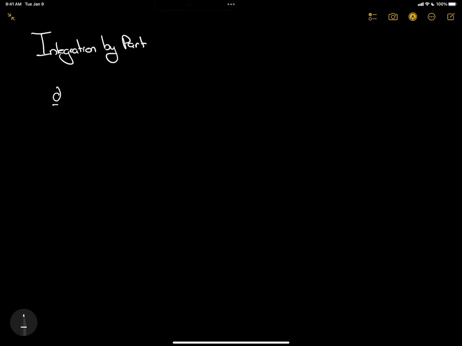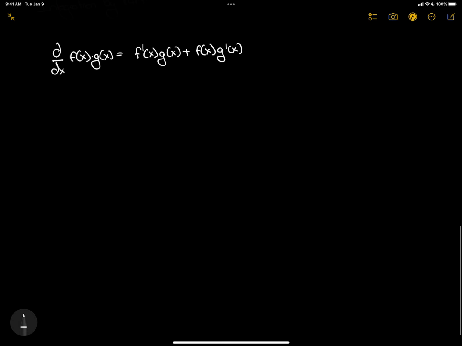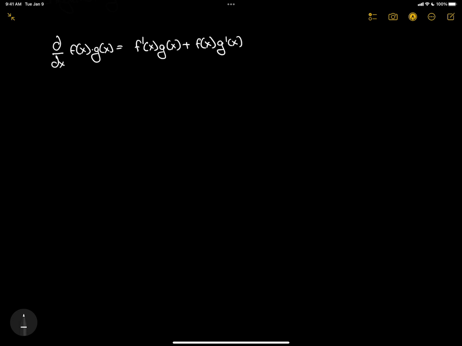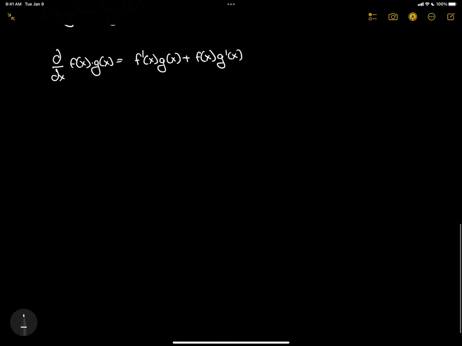Our product rule here says that d/dx of f of x times g of x is the same thing as f prime of x g of x plus f of x g prime of x. This is a basic rule that you have to make sure you've got down. Okay, shuffling things around here, we can see just like what we did in the beginning.